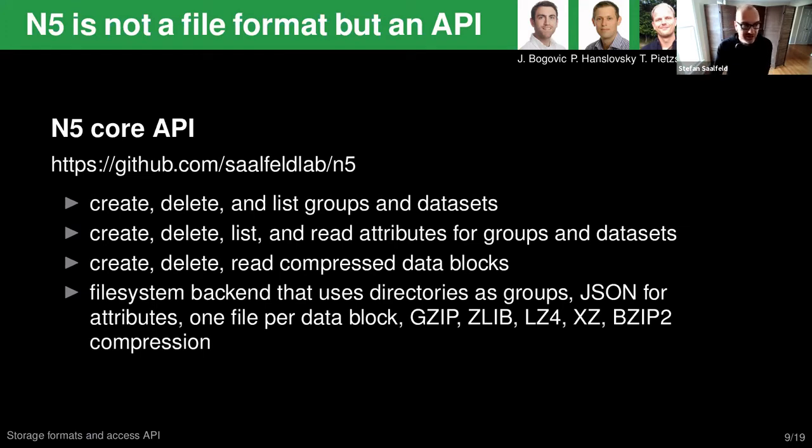And then for the first implementation of this, we created a file system backend that uses directories for groups, JSON files for the attributes, because that allows you to express arbitrarily structured data. And we use one file per data block. Hopefully this file is not too small. And we implemented the standard compression algorithms that are available in standard libraries to compress these things.